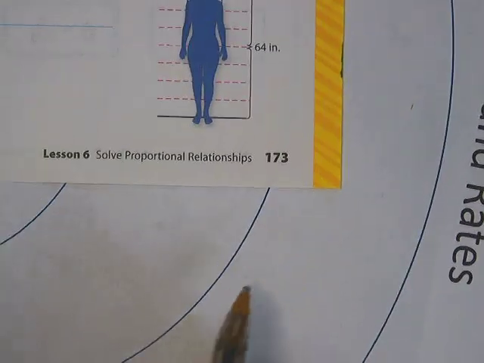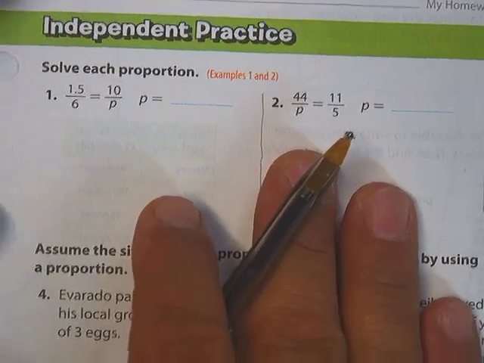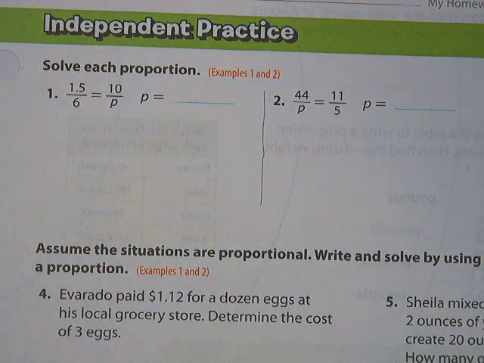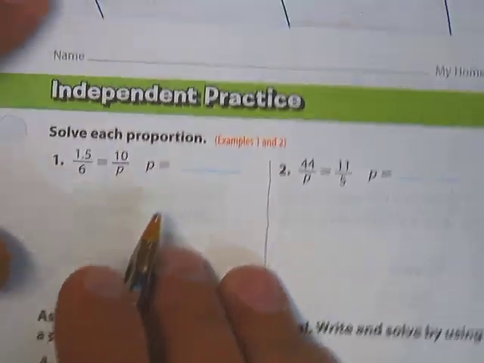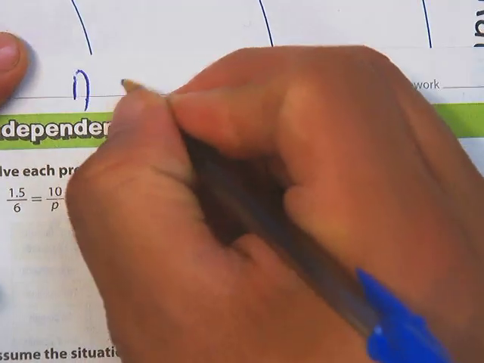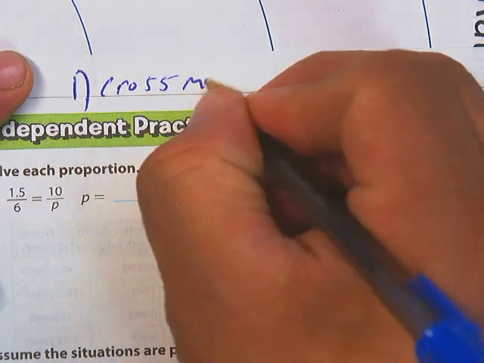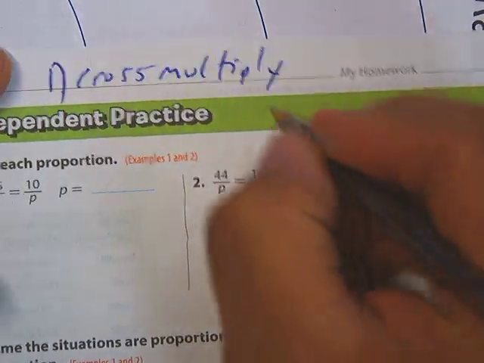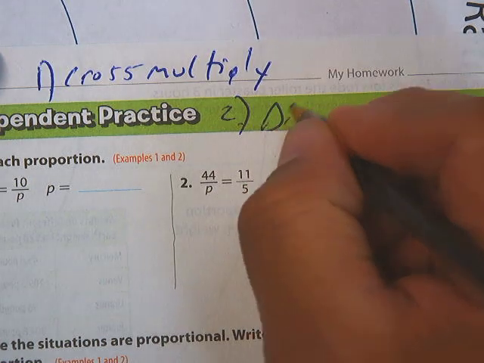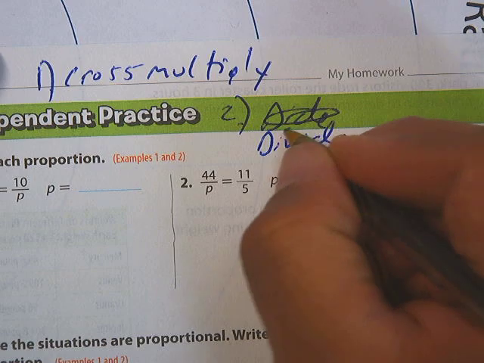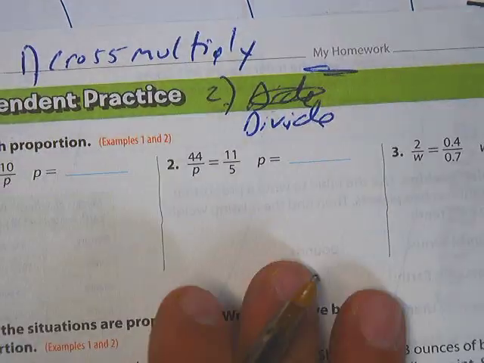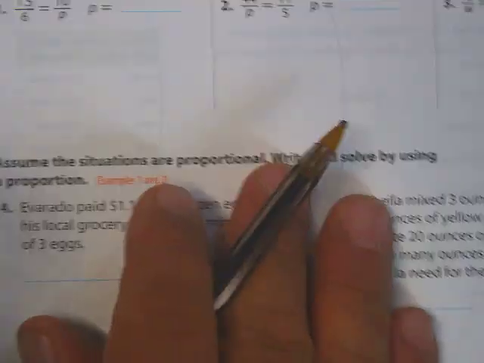Okay, this is page 173, and we're talking about proportions. All we're gonna do to solve this proportion is two things: we're gonna cross multiply and divide. So remember, the first thing we do is cross multiply, and the second thing is we divide. So cross multiply and divide.